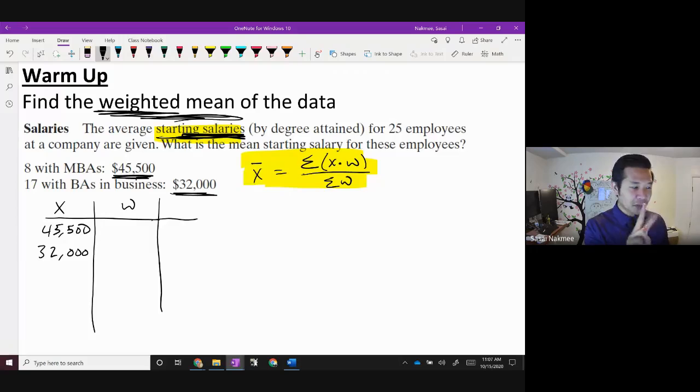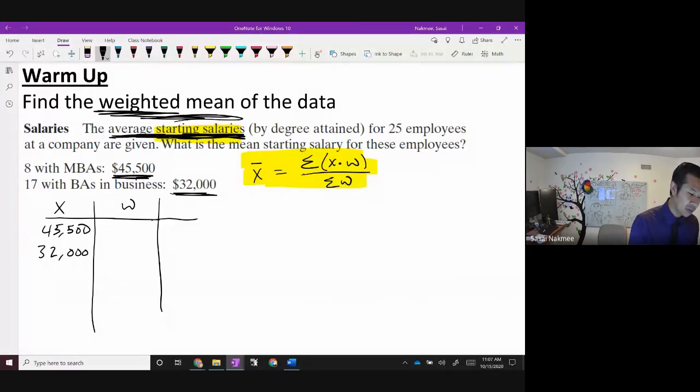If you're still confused on which one's your X and which one's your W, what usually helps is asking what you're calculating the average of. That's what's going to go into X. The other numbers will probably be your weights. 45,500: how many people have a salary of 45,500? There are 8 people that have that. That's the weight for this one. $32,000: how many people have that as a starting salary? That's going to be 17.